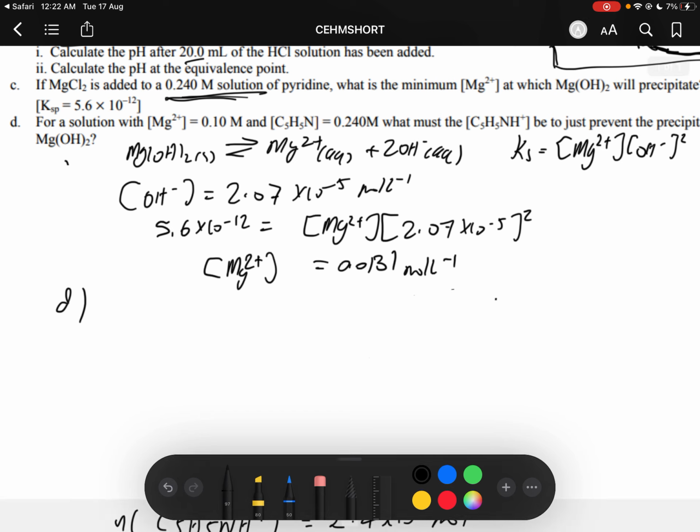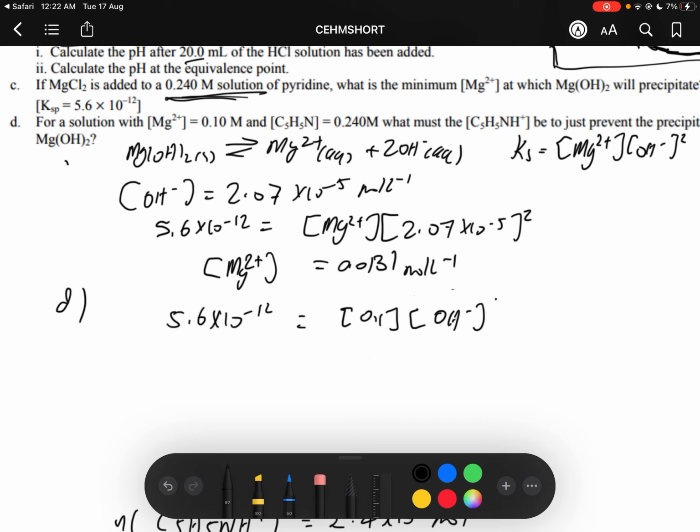Mg(OH)2. So we say that 5.6 times 10 to the power -12 equals 0.1 times OH- squared. We should find that our OH- concentration comes out to be 7.483 times 10 to the power -6 mole per liter. Therefore this gives us a pH, the negative log, of 8.874.